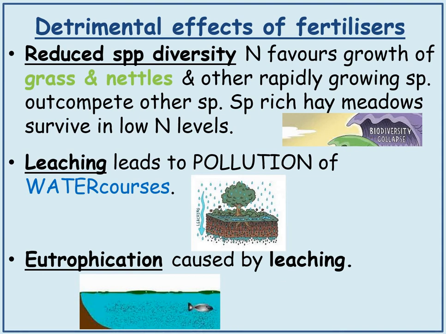Detrimental effects of fertilizers. Fertilizers can reduce species diversity because nitrogen favours the growth of grass, nettles and other rapidly growing species. These outcompete other species, which in a species-rich hay meadow can survive in low nitrogen levels. Leaching leads to pollution of watercourses, and eutrophication can be caused by leaching.